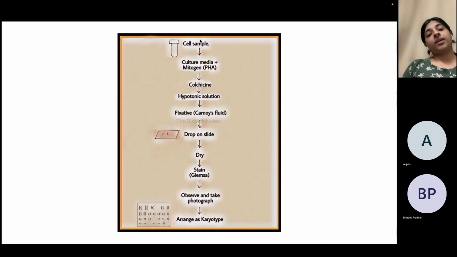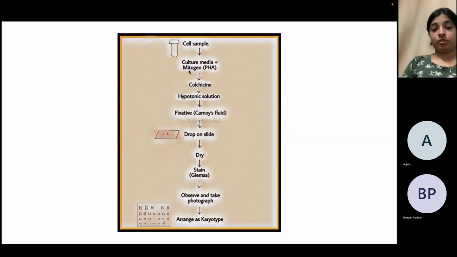So what they do is you take a cell sample. The cell sample can be taken from anywhere. It's typically taken from a cancer cell to see what the genetic abnormalities are present within the cancerous cell, or from the amniotic fluid to see if the fetus has developed any genetic malfunctions or genetic diseases, which would later on lead to a miscarriage or a stillbirth.